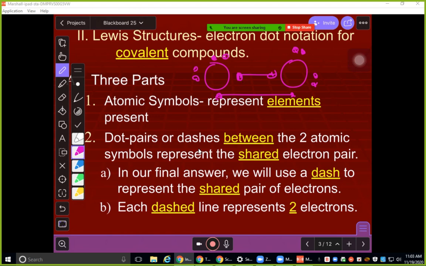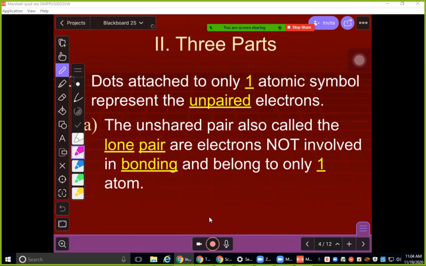All right, so dot pairs or dashes between them show the electron. So if you notice, a bond is representing two electrons. In our final answer, we'll use a dash to represent the shared. Each dashed line represents two electrons. Okay, so dots are only attached to one atomic symbol, and they represent the unpaired. Dots that are only attached to one symbol represent the unpaired electrons.